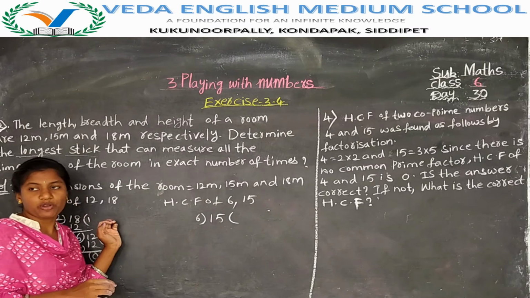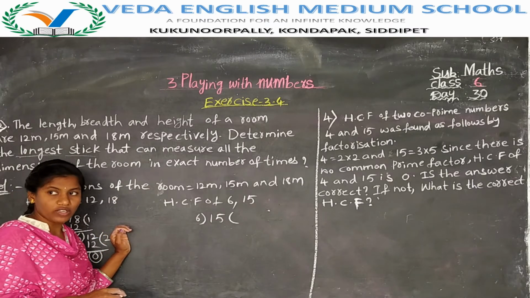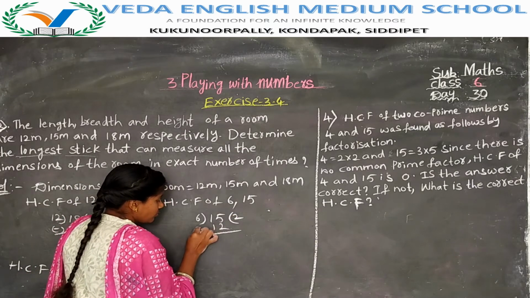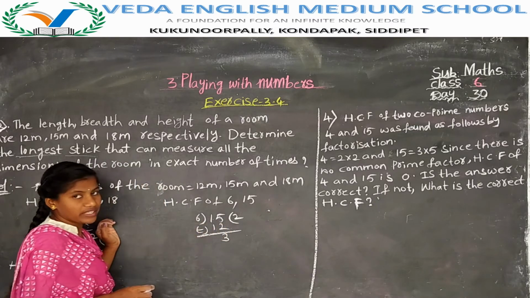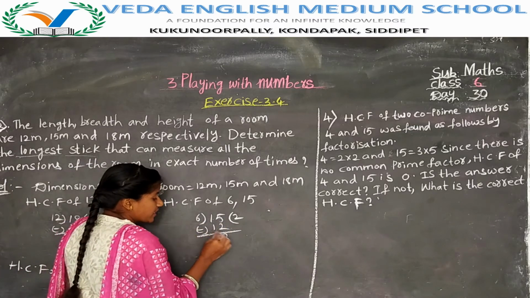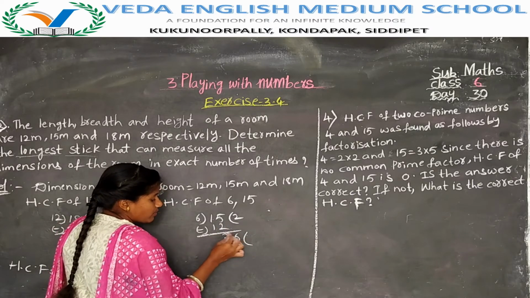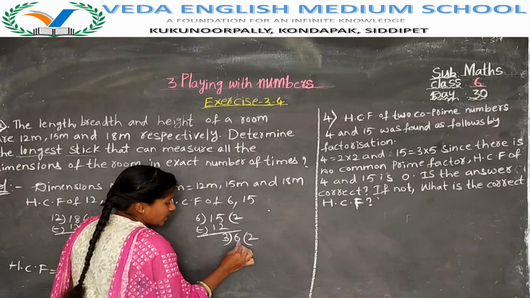Now, is 15 possible in the 6 table? No, 6 2s are 12. So you have to take 6 2s are 12. 5 minus 2 is 3, 1 minus 1 is 0. No need to write the 0. Now here you did not get the remainder 0. Again you have to take the divisor. What is the divisor? The divisor is 6. Is 6 possible in the 3 table? In the 3 table, 6 is possible, that is 2 times. So 3 2s are 6.